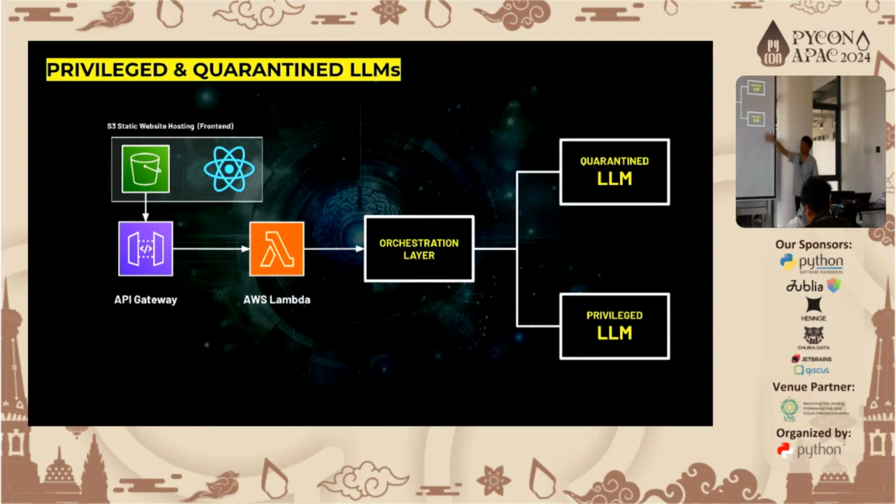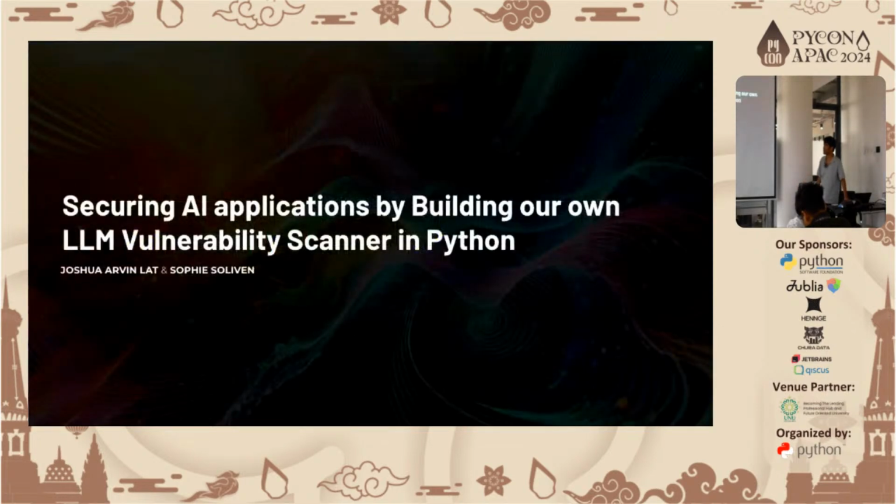So if the prompt is supposed to run and be converted into a Python function, and it's dangerous, then you pass it to the quarantined LLM. If it's something that is trusted, then it's privileged LLM. So that's pretty much it, and hope you learned something new. Thank you so much.